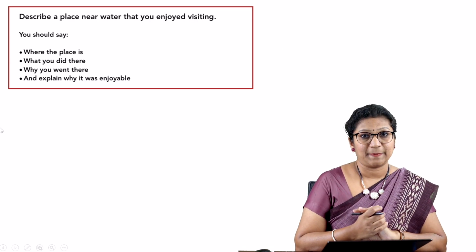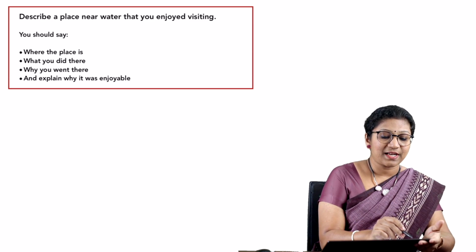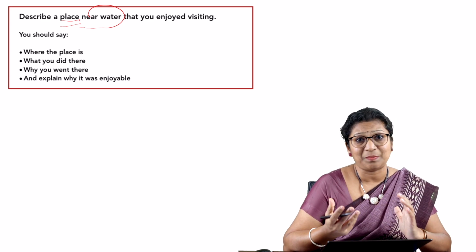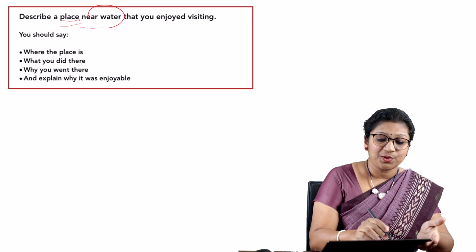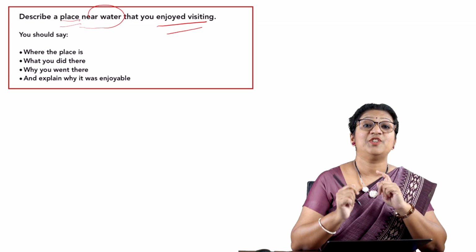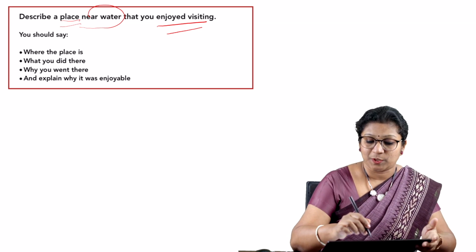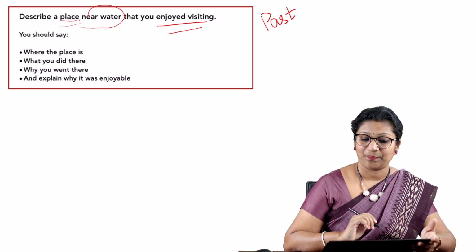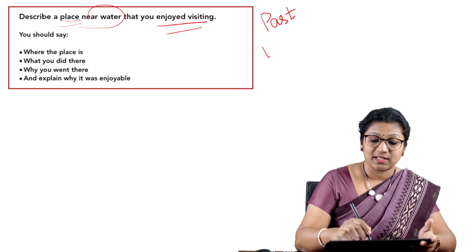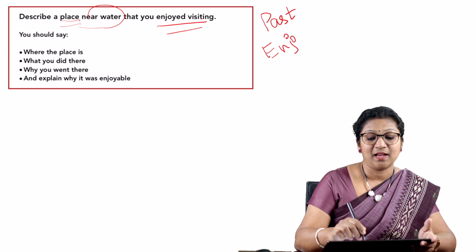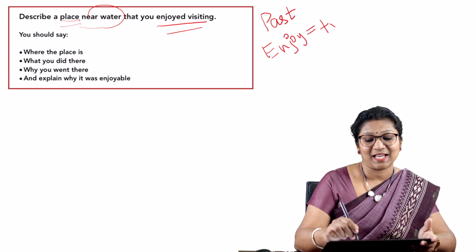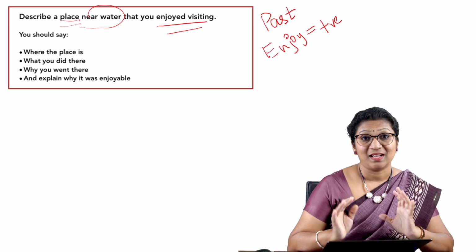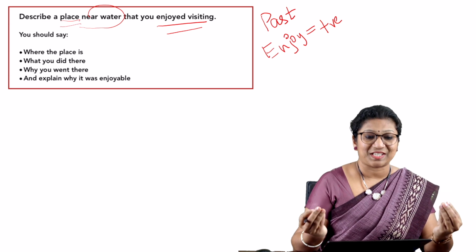Here is a prompt card. It says, describe a place near water that you enjoyed visiting. Which means you have to talk about a past experience and you enjoyed it. So it has to be a positive experience, something that you loved. So there is nothing bad about that particular experience. It was all good things.